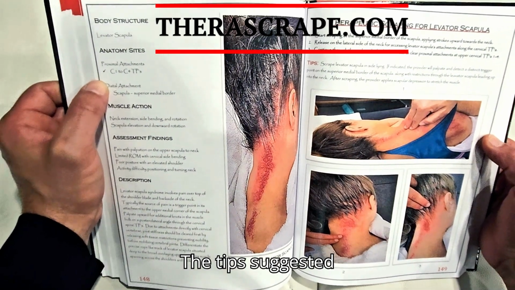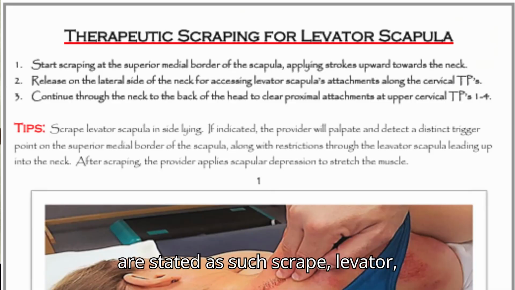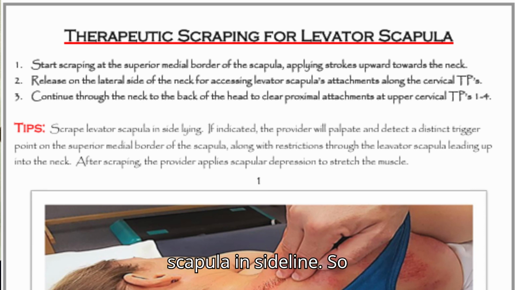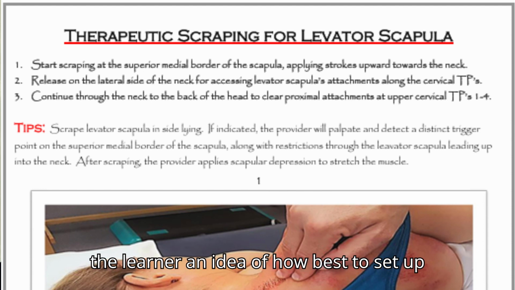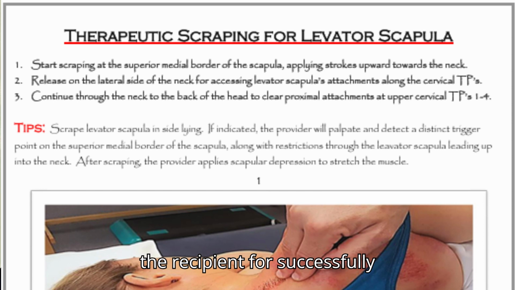The tips suggested are stated as such. Scrape levator scapula in side line. So therefore, each section typically gives the learner an idea of how best to set up the recipient for successfully accessing the anatomy of topic.